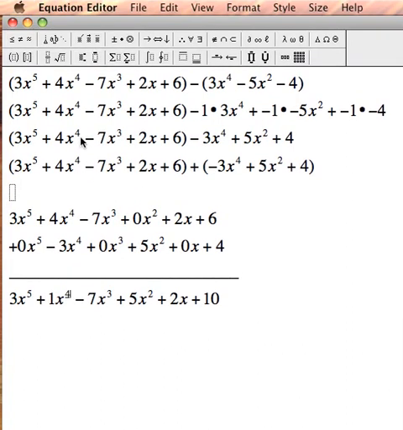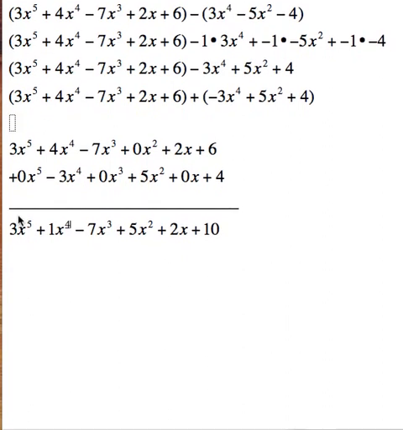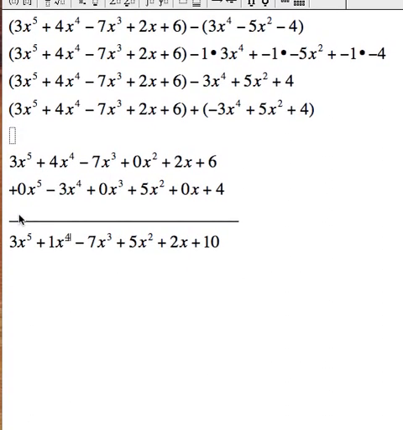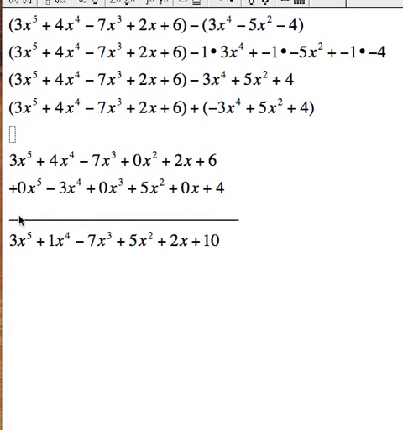So that's how you complete a polynomial subtraction problem. Distribute first, distribute the negative into my second parentheses, then go ahead and add. So there's really not subtraction at all. It's polynomial distribution, then polynomial addition. Hope this helps.